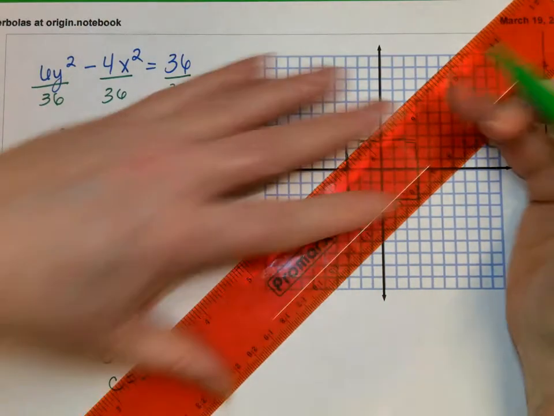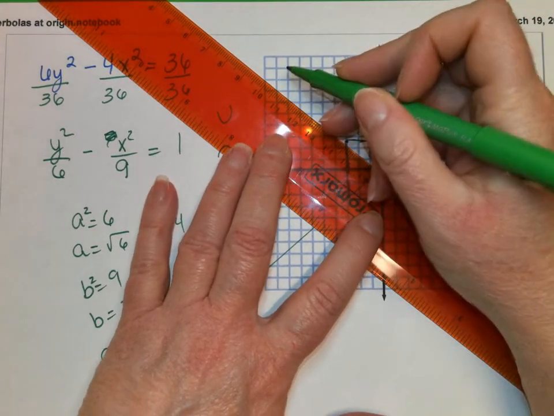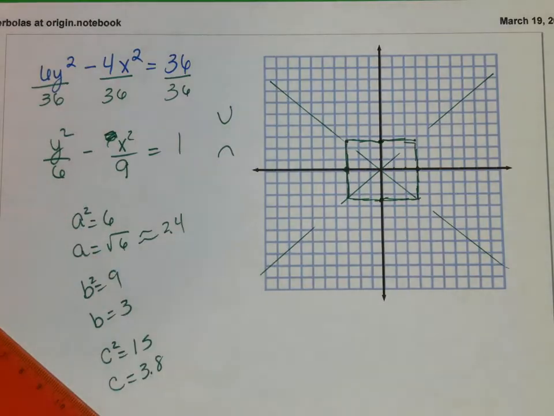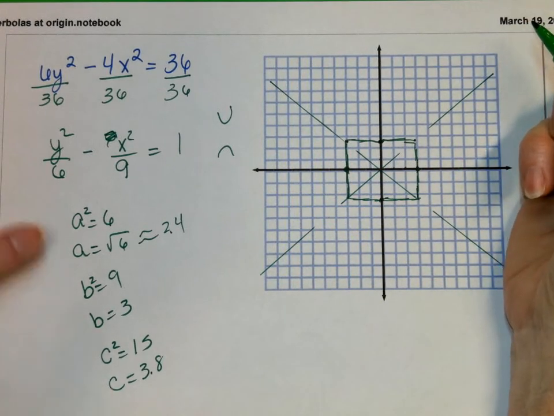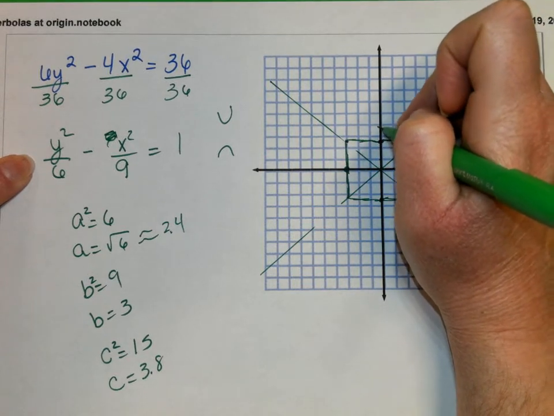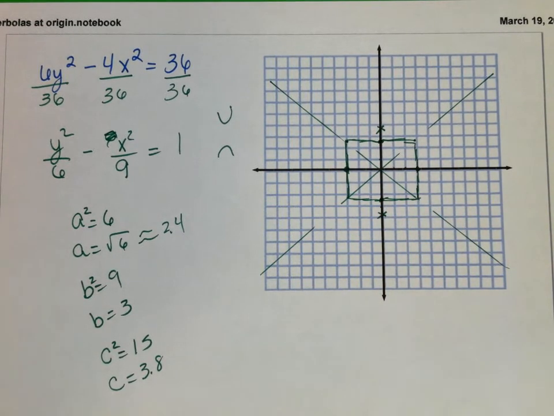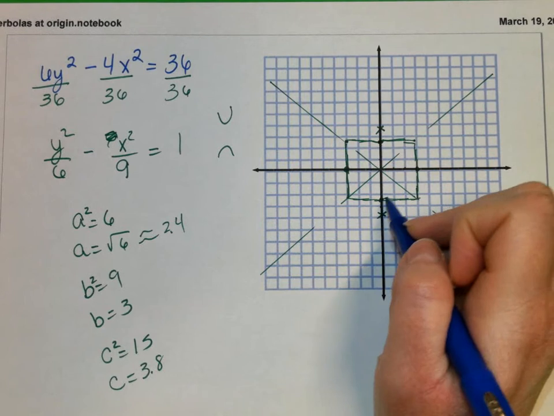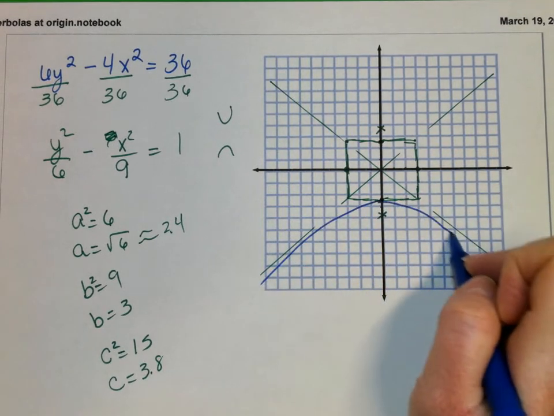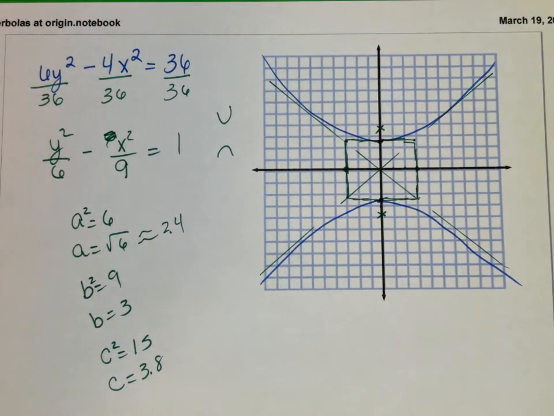And I grab my ruler, go through the corners of my box. Looks something like this. Yep, something like this. And 3.8 is going to go the same direction as A, and A went up and down. Here's 3.8, it's going to be right there. So here's my hyperbola right here, just like that. Okay. So we've done several of those.